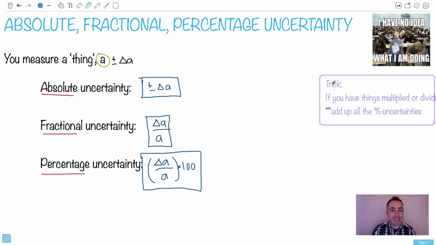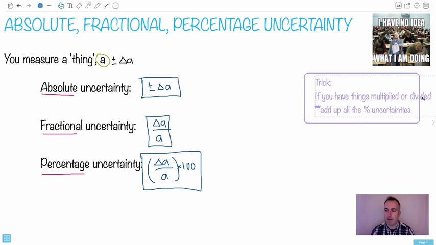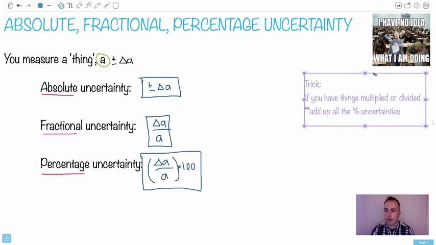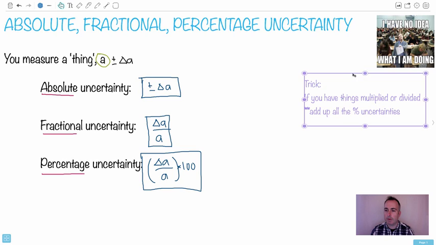So a nice trick is that if you have things multiplied or divided, and when I say things, that could be a lot of different things. Oops, I realize it's sort of off the screen, so let me just fix it here. So if you have things that are multiplied or divided, there, nice. Then what you end up doing is you can add up all the uncertainties on whatever value you are measuring.